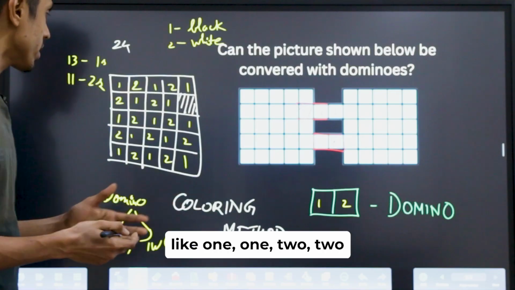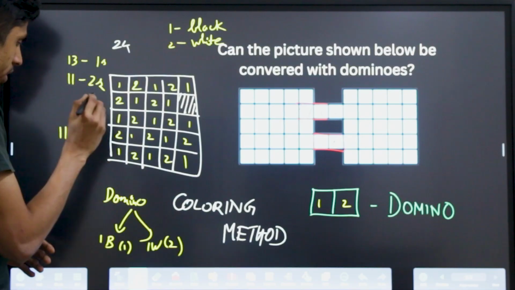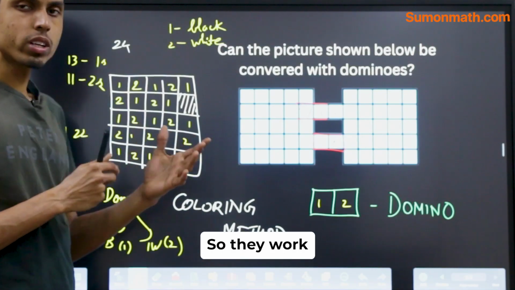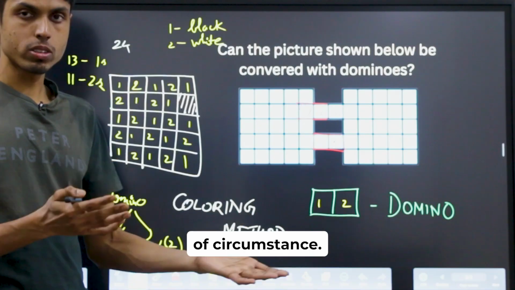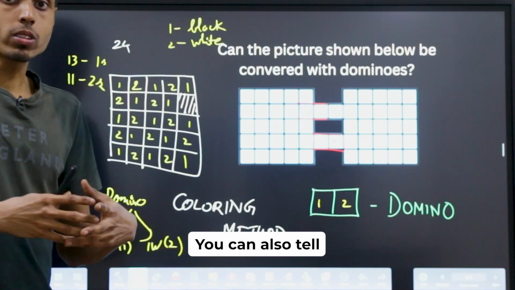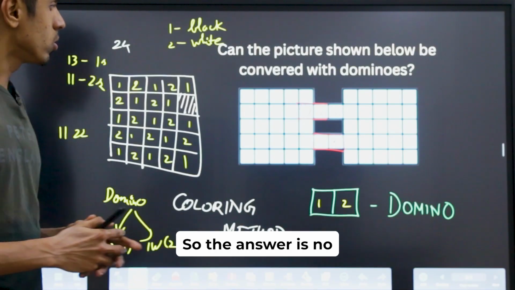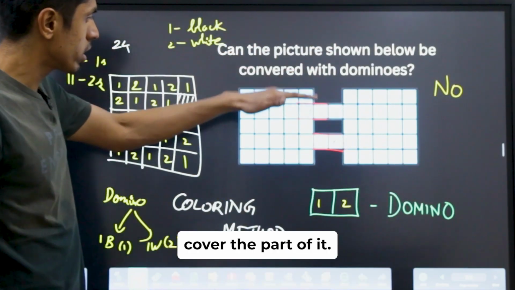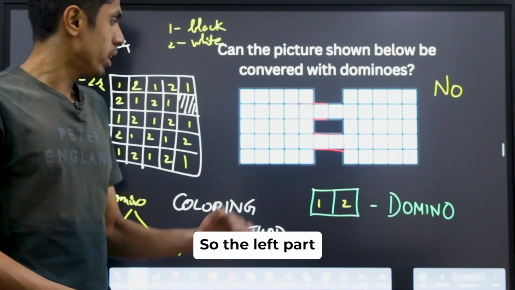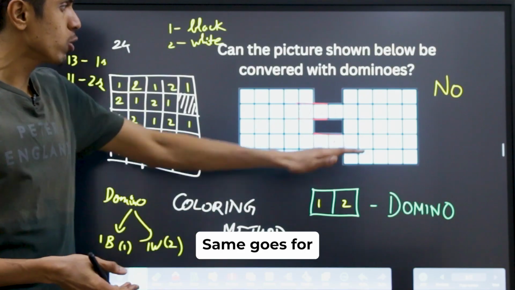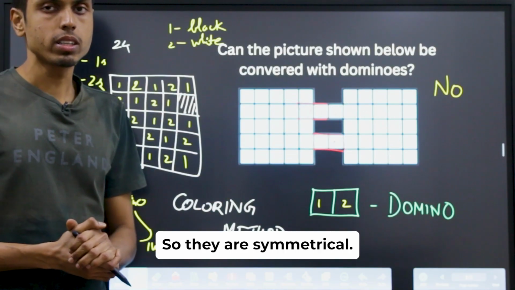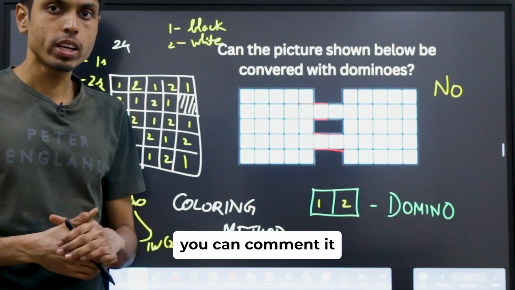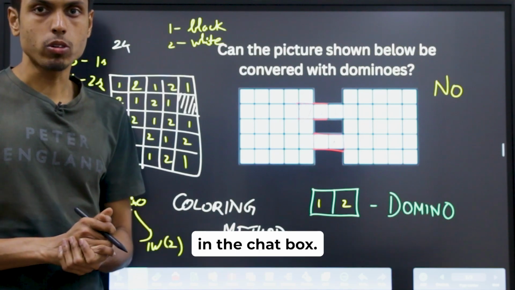But there are other patterns like 1, 1, 2, 2, things like that. They work in some other configuration or circumstance. You can also tell your own ideas. So the answer is no, because you cannot cover the left part of it. Same goes for the right part. So they are symmetrical. If you have your own ideas, you can comment on them in the chat box.